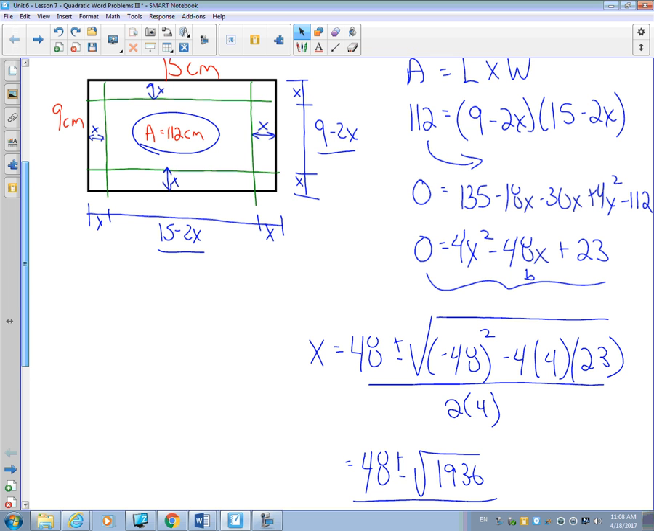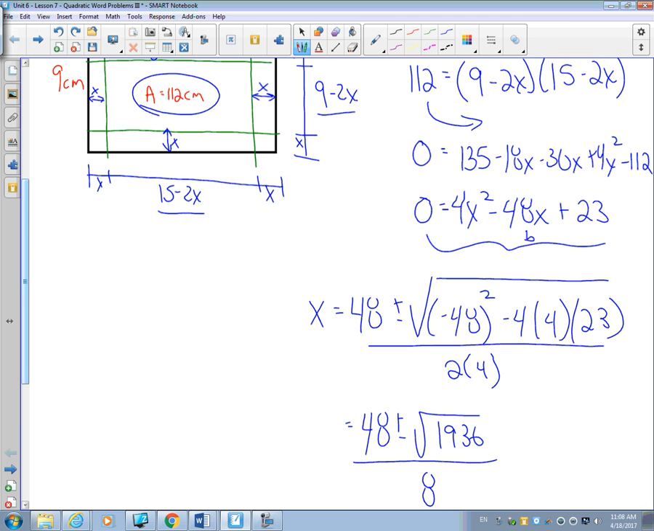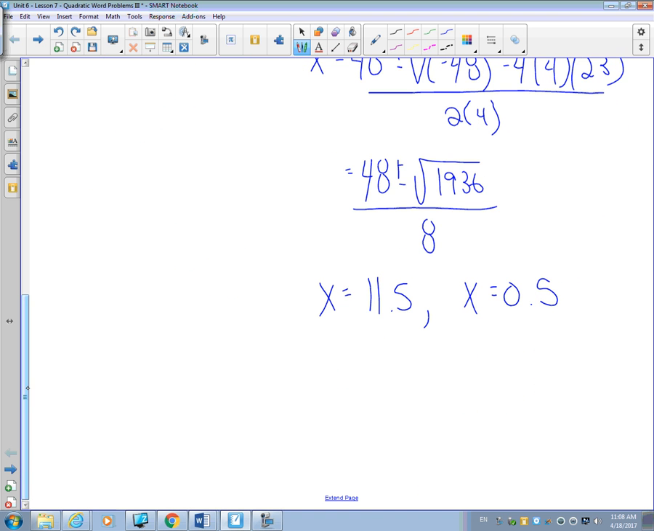So if I look at the first number, 11.5, and I try taking 15 and subtracting 2 11.5s, well, I end up with a negative. I end up with negative 8. I can't have a length that's negative 8 centimeters. That's not possible. So this first answer is inadmissible. I'm cutting off too much to actually have a rectangle anymore, which means this one has to be the answer.